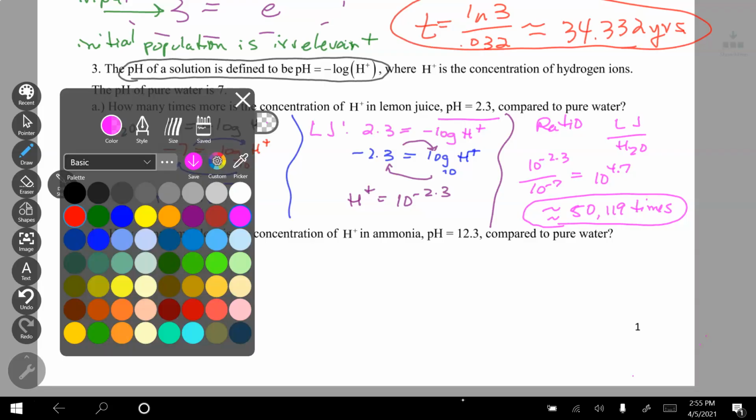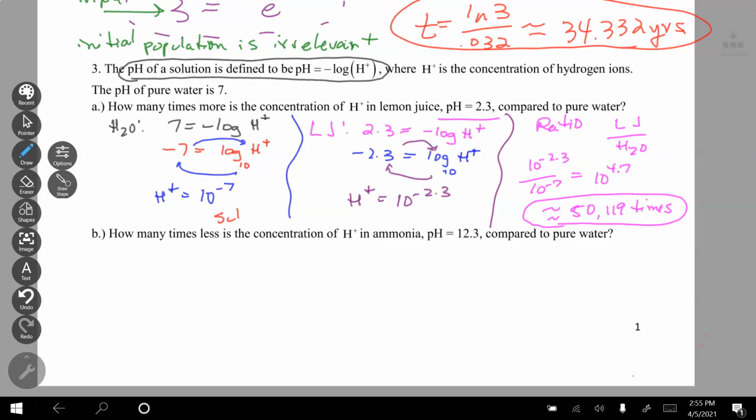But another way we could have done this is to subtract pH values. So I could have done 7 minus 2.3 was equal to 4.7. And because pH is a log, I could have done 10 to the 4.7, and I would have got the same result.